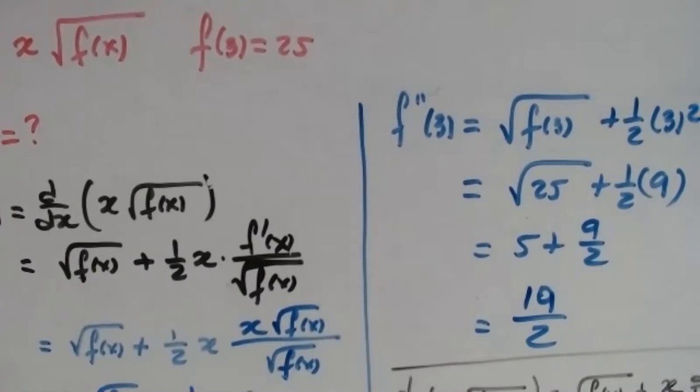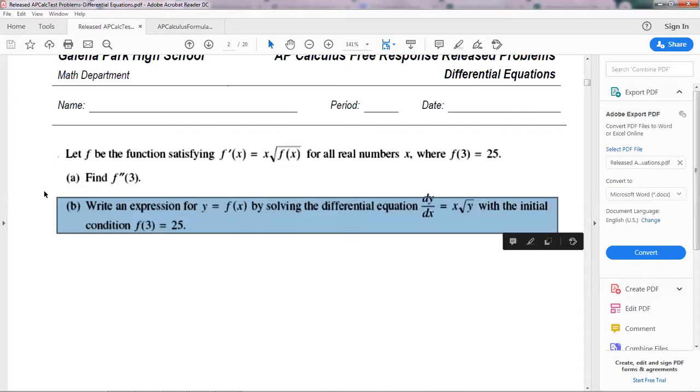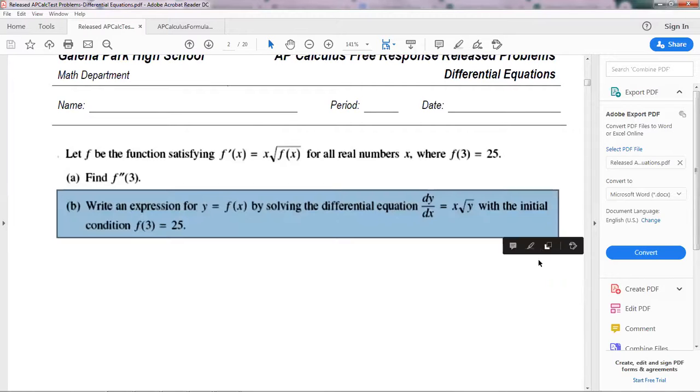Well, let's see the next one. It says write an expression for y, the solution, by solving the differential equation dy/dx equals x square root of y, with the initial condition f(3) equals 25. So again, what we did in class.